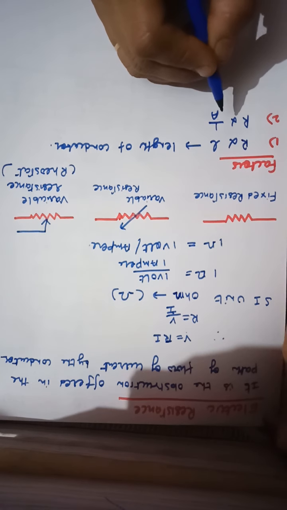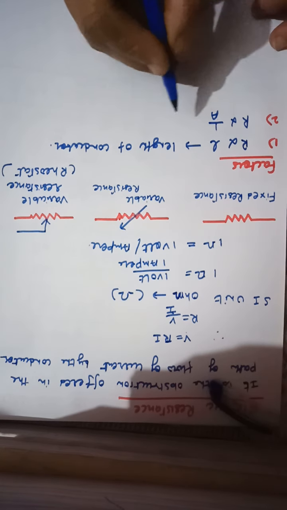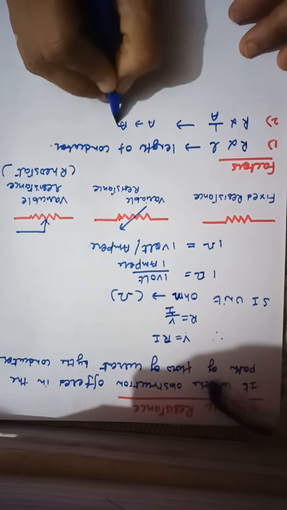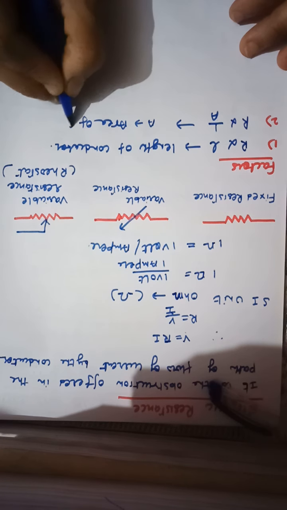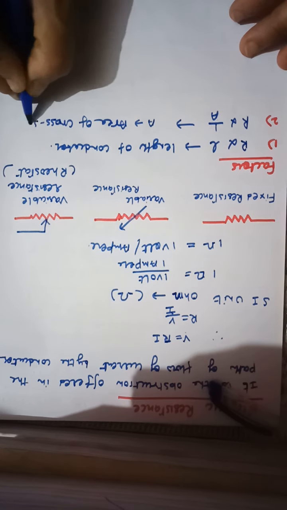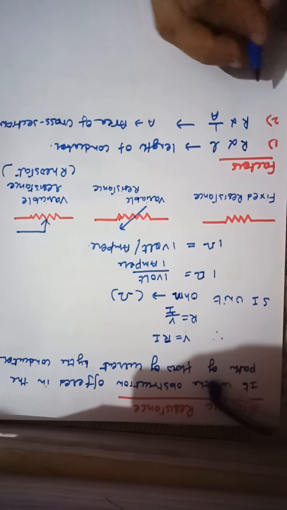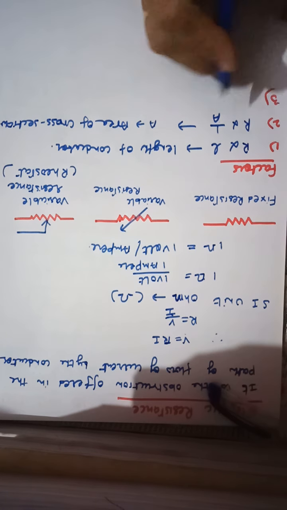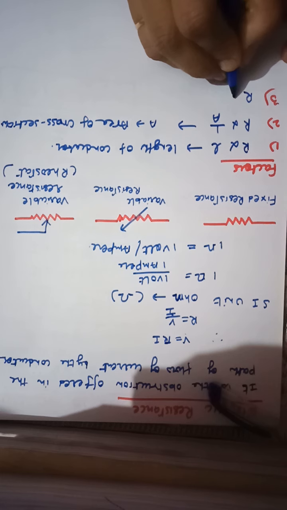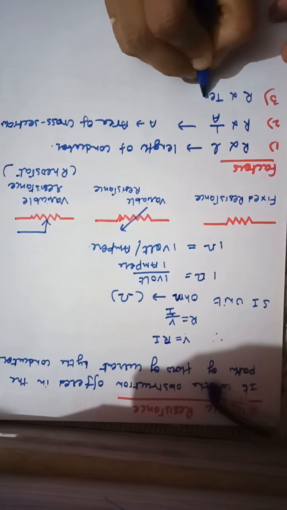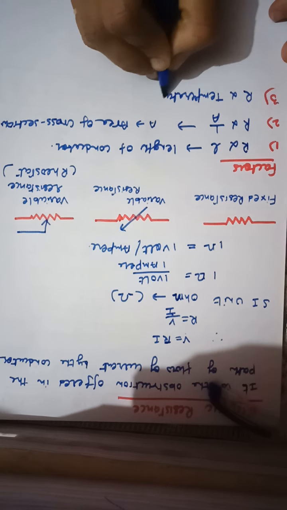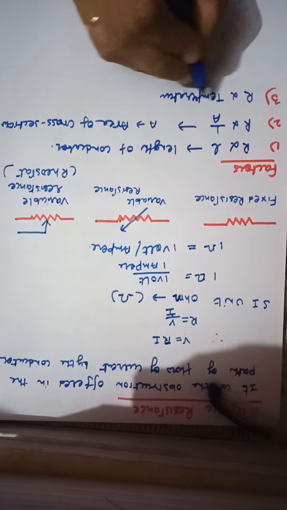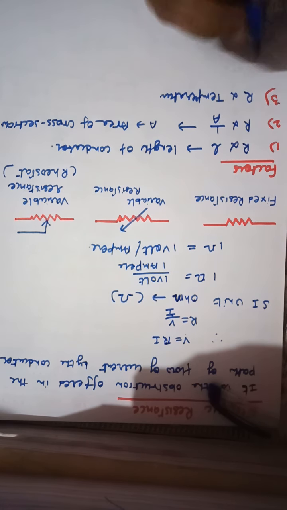What is this A? The A is known as area of cross section. Okay. Now the third is that R is directly proportional to the temperature of the conductor. It means if temperature increases, the resistance of the conductor also increases.